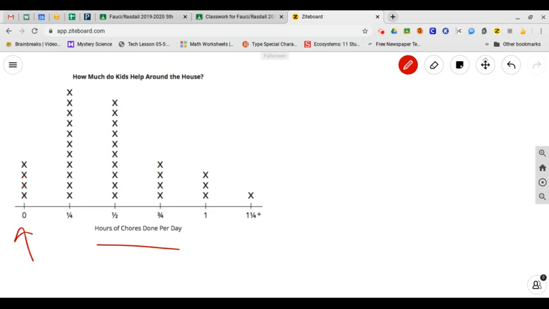How many kids help around the house for a half hour a day? Well, I would go to, here's the half hour mark. Well, I would count up. How many kids help for a half hour a day? 1, 2, 3, 4, 5, 6, 7, 8, 9, 10 kids.